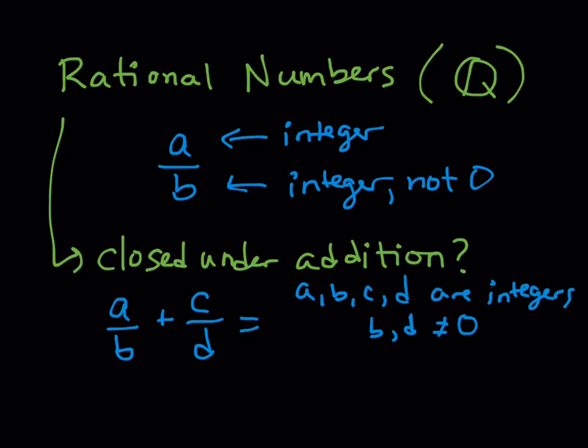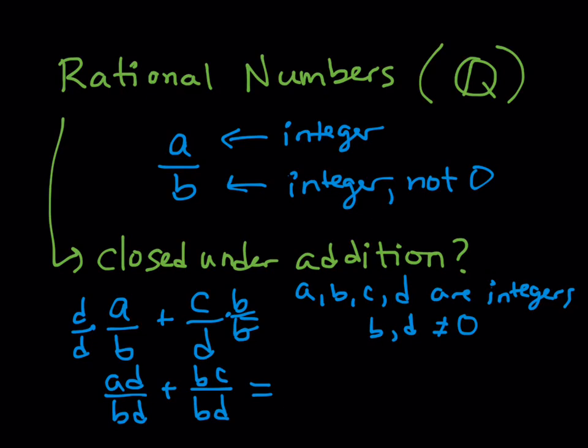Well, I would need a common denominator to do this, so I want to make these both fractions that are over the least common denominator, and without knowing what b and d are, I'm just going to use bd as the denominator. So a over b, I would need to multiply that by d over d. So I'm going to get ad in the numerator. And then c over d, I would need to multiply that by b over b. So this is going to give me bc in the numerator. Now when I add these two fractions, this would be ad plus bc over bd.